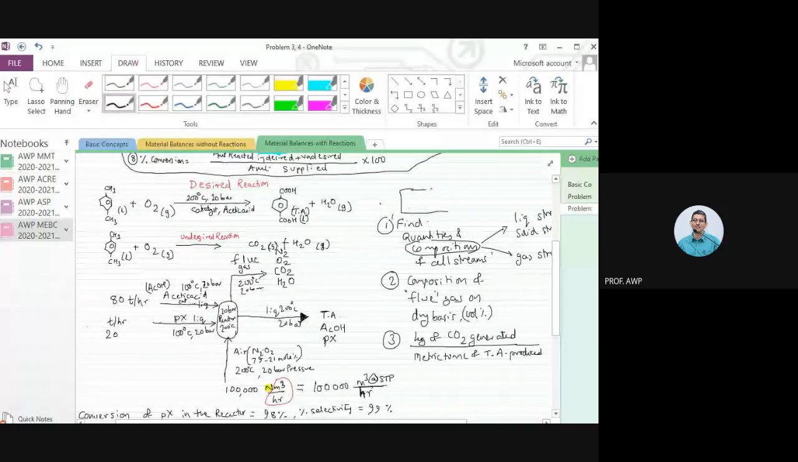Find means somebody will find from one of your classmates also.